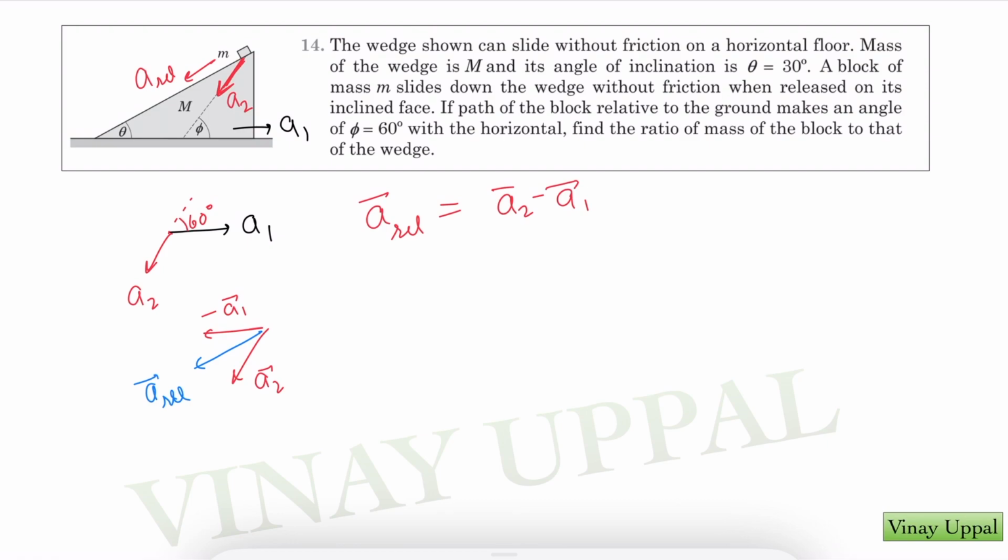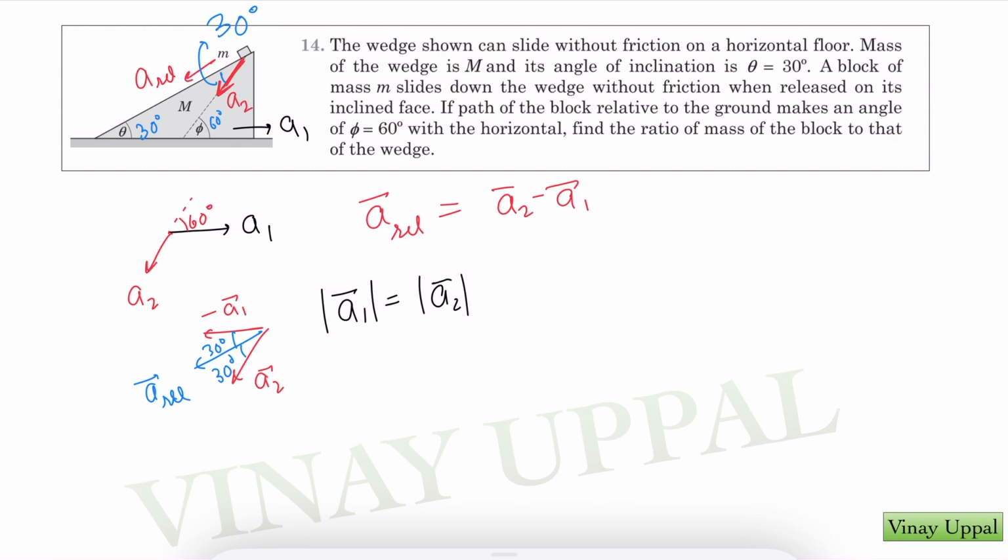So you should be able to see that this is 30 degrees, this is 60 degrees, so this angle will also be 30 degrees, and therefore A relative is bisecting the angle between the A1 vector and the A2 vector, and therefore the magnitude of A1 and the magnitude of A2 are equal. You could have seen this from the triangle law also. You could have drawn a triangle between A1, A2 and A relative, and you would have gotten an isosceles triangle with the equal sides as A1 and A2.